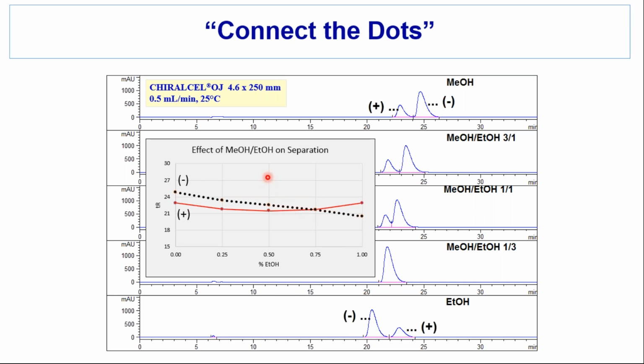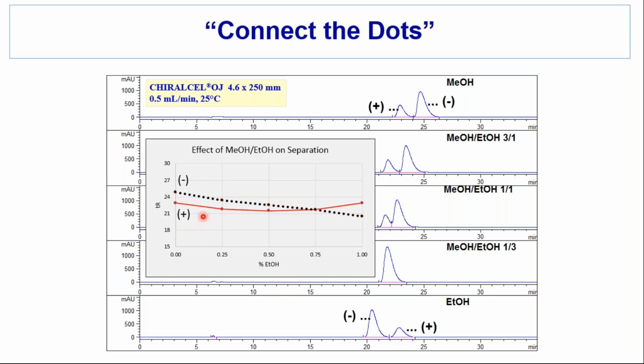So if we have a single component ratio of the alcohols, we can plot their effect on the retention of the two enantiomers. Just looking at this plot, we can see that for the minus isomer, as we increase the ethanol concentration, the retention time decreases. I guess we could have seen that just by inspection, but plotting the data gives us an idea of how it works. I just use Excel to connect the dots, so to speak.